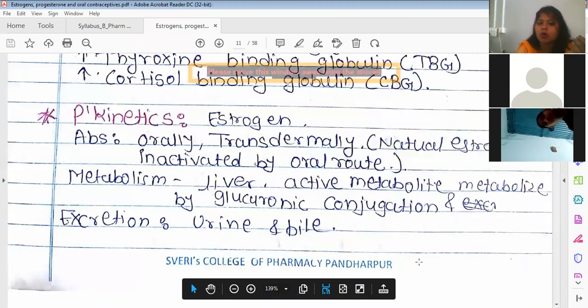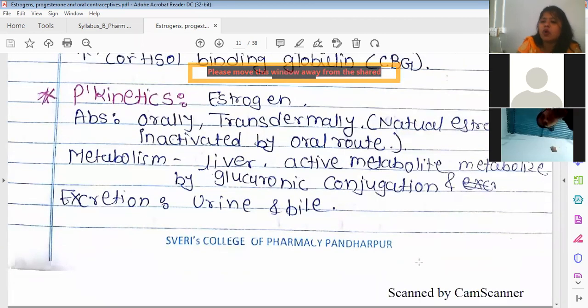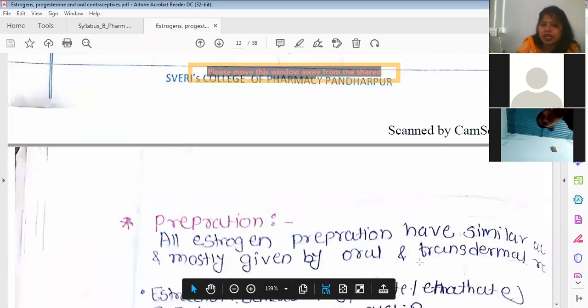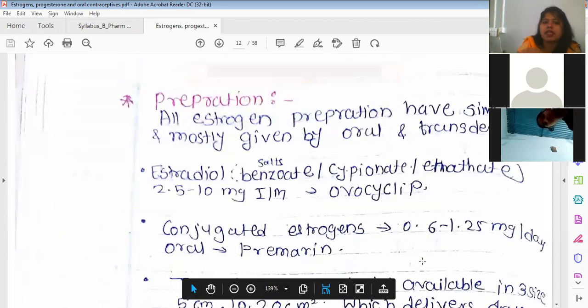It will absorb orally, transdermally. Okay, but synthetic derivative. ओके, सिंथेटिक डेरिव्हेटिव्ह जो आहे तोच आपला ओरली आणि ट्रान्सडर्मली ऍक्टिव्हेट होतो. नॅचरल इस्ट्रोजन इज गेट डीऍक्टिव्हेटेड बाय द ओरल रूट. Then the metabolism, it will get metabolized inside the liver and by the glucuronic conjugation and it will be excreted in the bile itself. Then what are the various preparations?